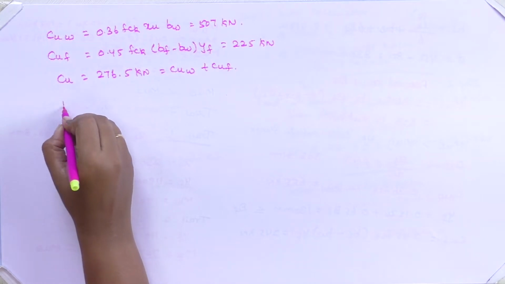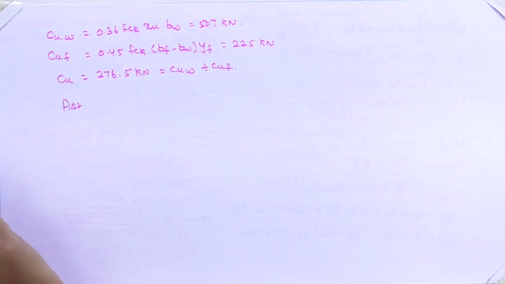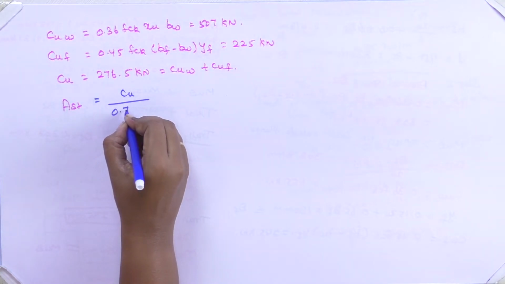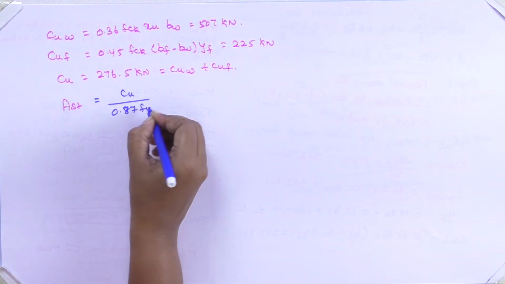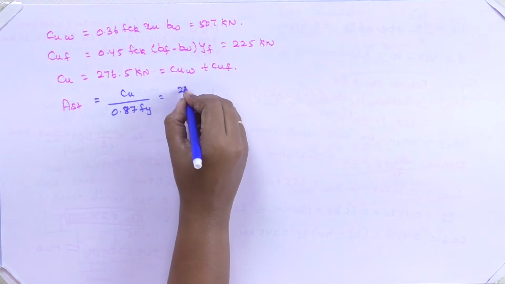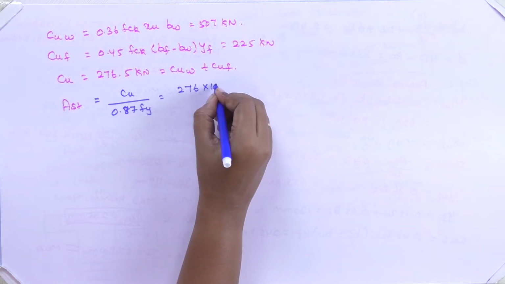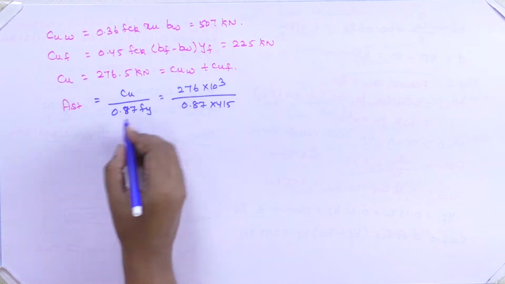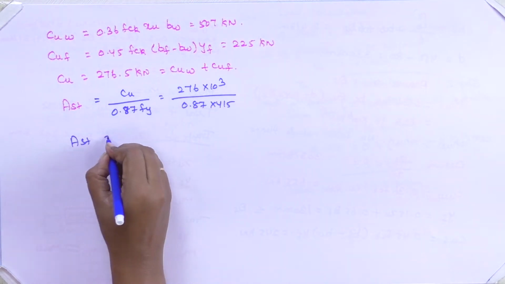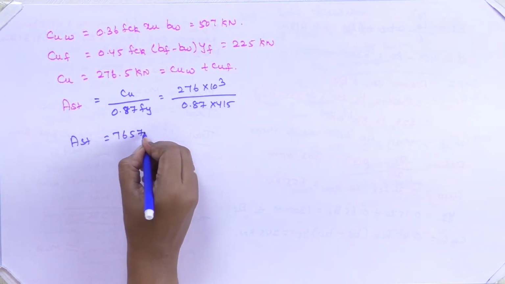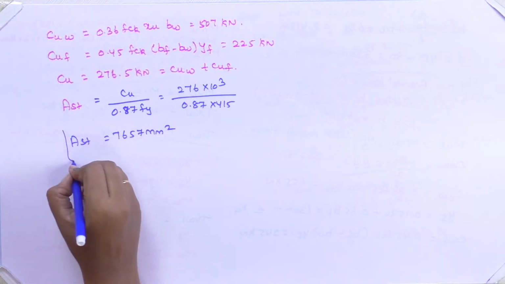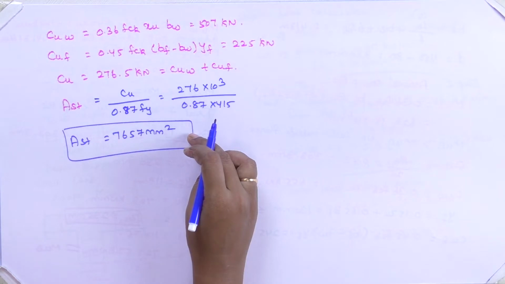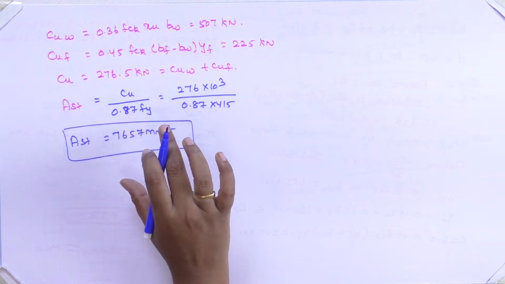Then I need to calculate the AST now. AST is equal to Cu divided by 0.87 Fy, that is equal to 276 into 10 power 3 divided by 0.87 into 415. I'll get around AST as 7657 mm square. For this I can provide any 25 mm diameter bars of so many numbers.